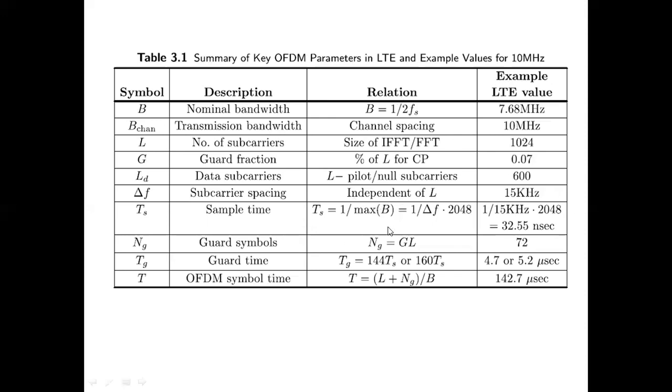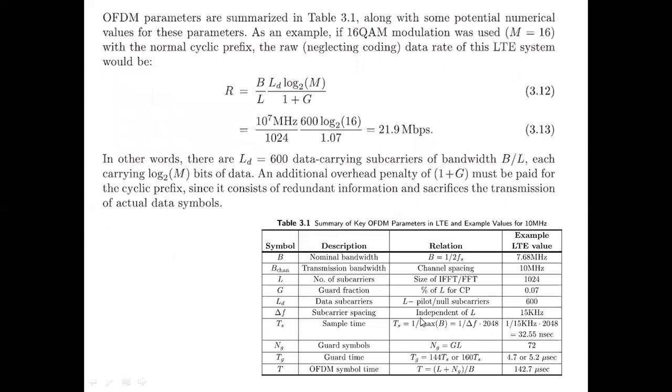Remember these numbers. We will revisit them in the next module. Here is one more problem. Just go through it; it's in the textbook. A typical data rate for a 10 megahertz carrier turns out to be 21.9 Mbps, for this very example where there are actually 600 data carriers.